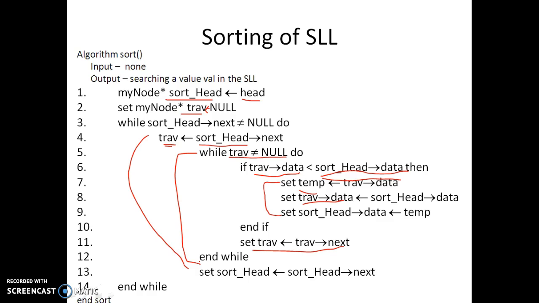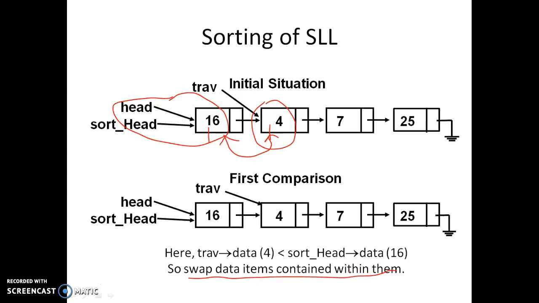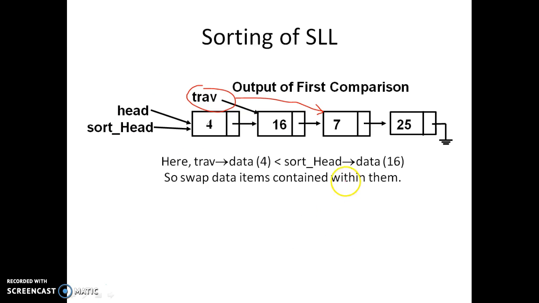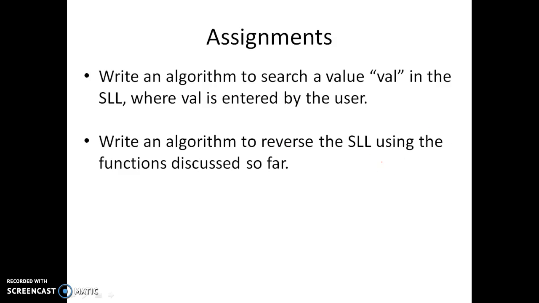At the end of this while loop, the highest value is present at the last node, and then we are moving the sort head to the next. That is, in the second pass, the sort head will point towards the second node, and we will start our sorting from the second node onward till the end of the linked list. So this is how the sorting of a single linked list is done.